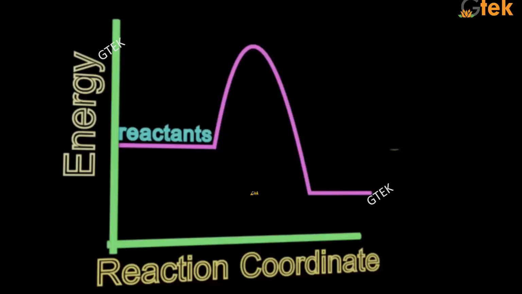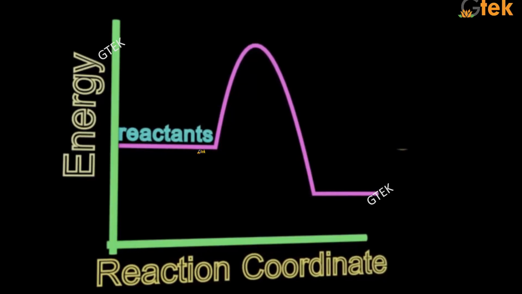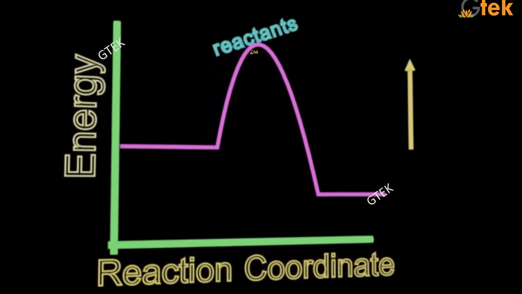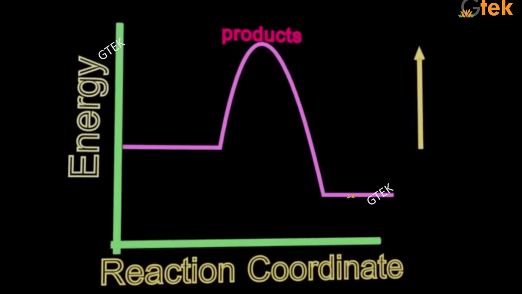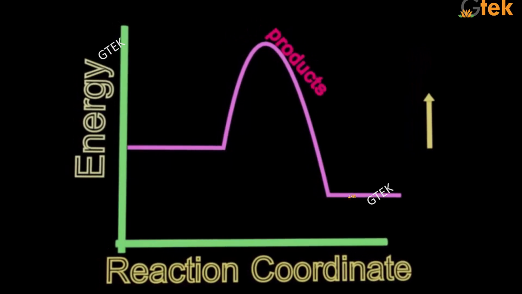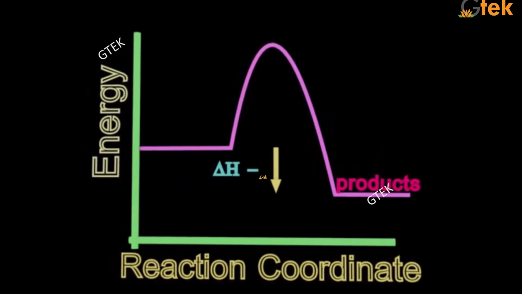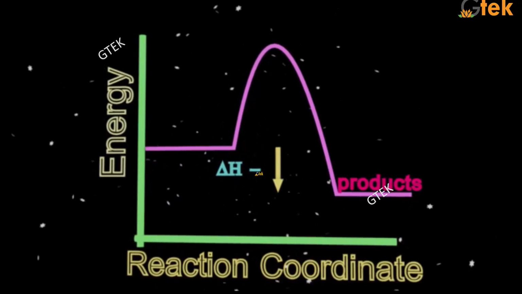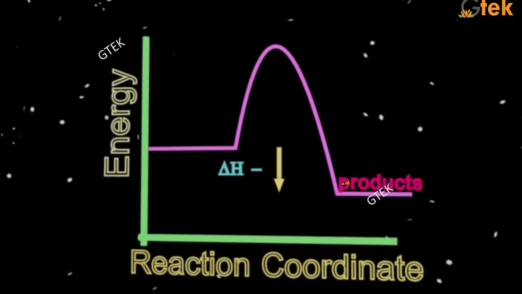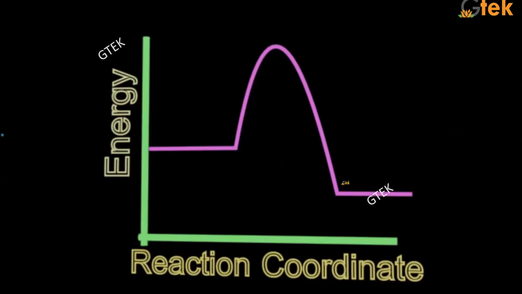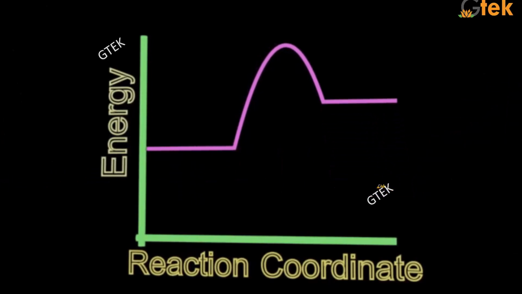Here is the graphical view of energy versus a reaction coordinate, and you are able to see the reactants here. Once a change happens, the reactants will become a product. Now the product is created. But the energy is reduced, delta H is negative, which indicates the energy is released. So energy is released, that's referred to as an exothermic reaction.